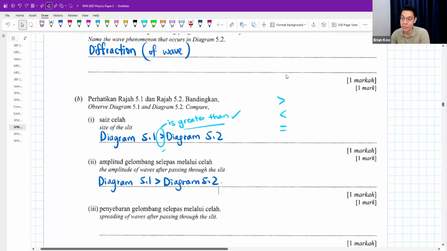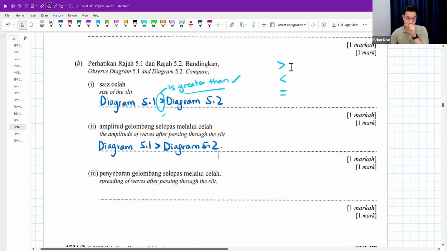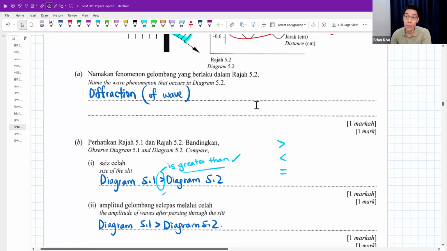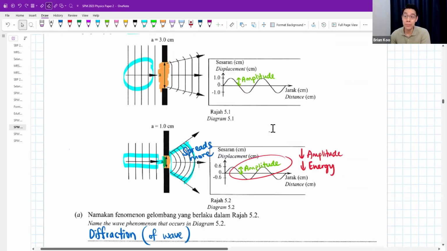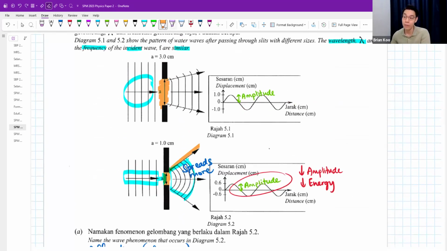Okay, the spreading of wave after passing through the slit. Which wave spreads more? Diagram 5.2 spreads more. How do I know? Because you can look at the angle of how far it spread. Spread means how wide does it go? This one is spread like this. The one that is very curvy is the one that spreads more. You see the first picture, the wave is very straight. The curvier one is weaker. It spreads more because the hole is very small. That's why it will spread outwards more.